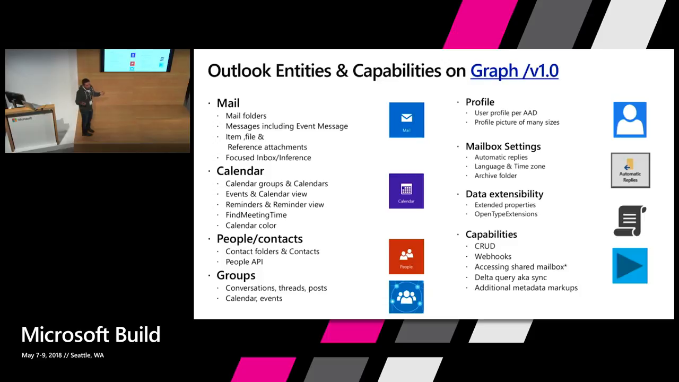So I'm sure most of you know Graph already, but this is just, again, a very quick overview of the data and the entities that are available through Microsoft Graph, specifically related to Outlook and Mail. So as you can see, your app can access mail, calendar, people, contacts, groups, settings, all kinds of data.